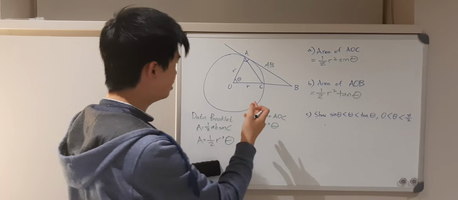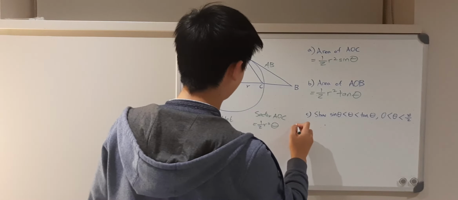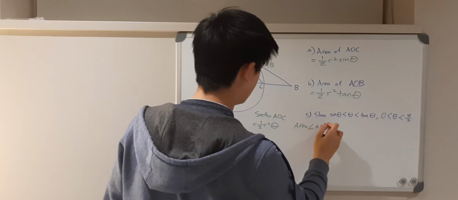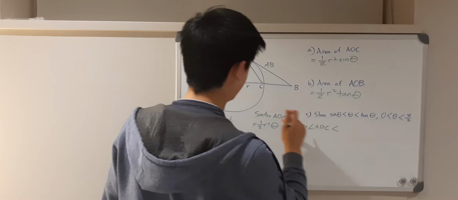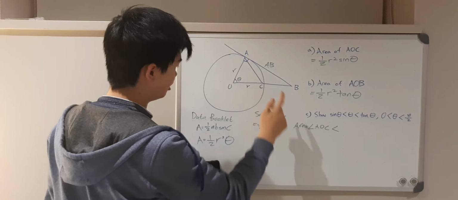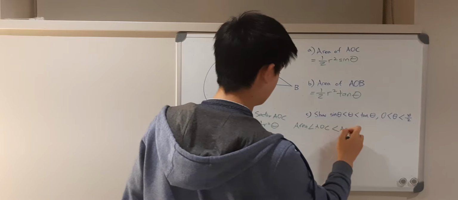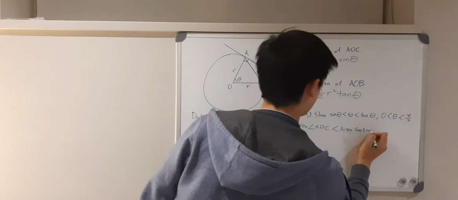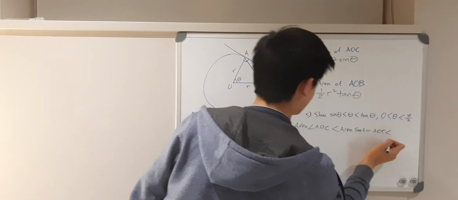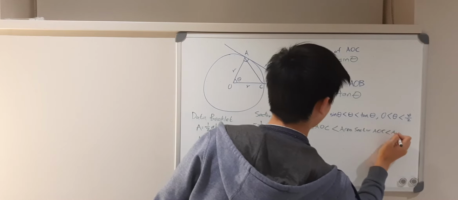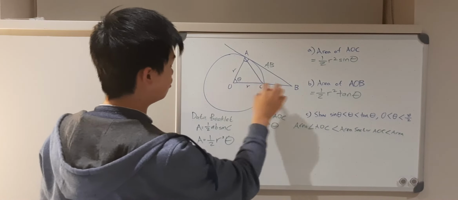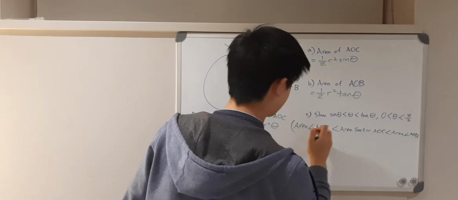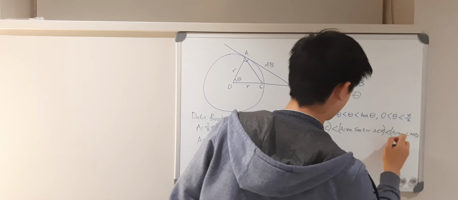Okay, so we can see here that the area of triangle AOC is actually less than the sector here because of this little area here. So that's less than the area of sector AOC, and that is less than the area of triangle AOB. I'll put those in brackets so it's a little bit more clear.